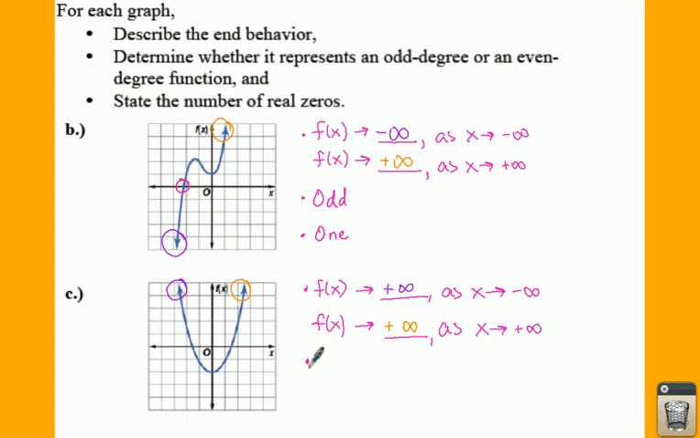Down here at the bottom, these are going in the same direction. So same has 4 letters, even has 4 letters. And then how many zeros do you have? Well, you have 1 here and 1 here. So we're going to say you have 2 zeros.